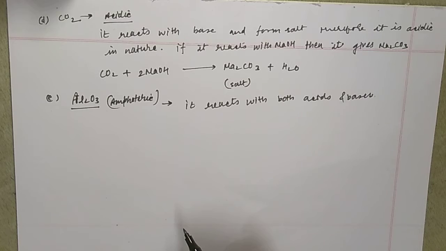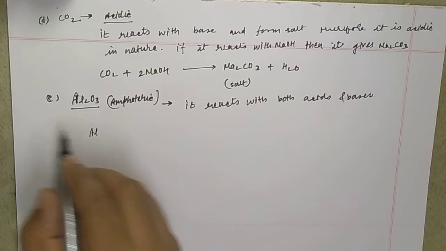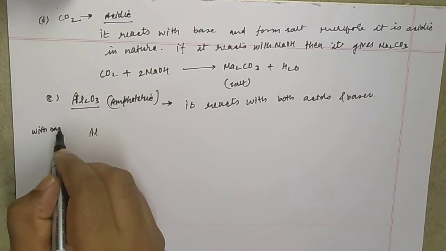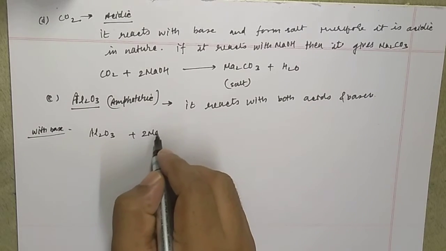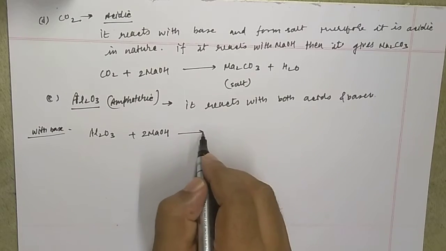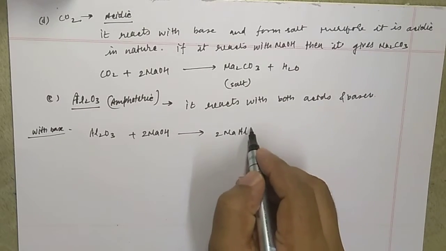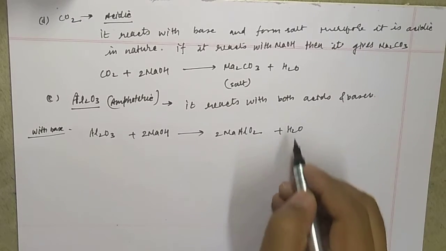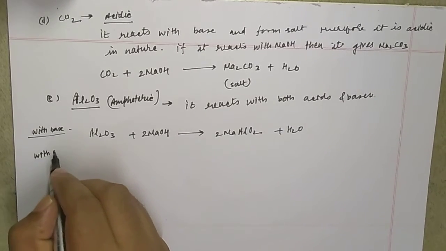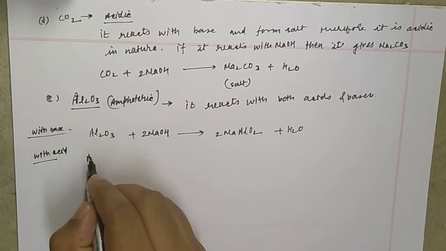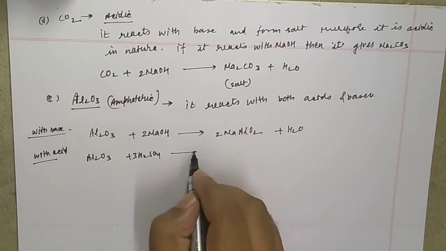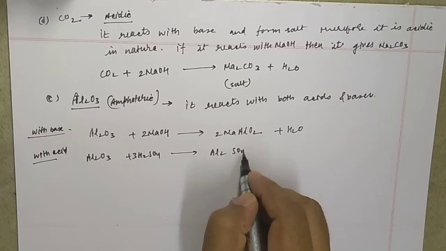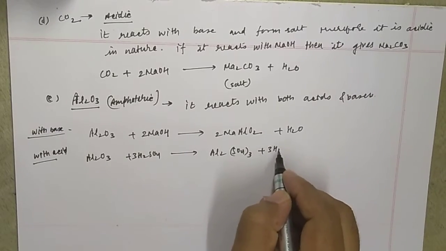Now if you are taking the Al2O3, I am sorry for this, reacting with base, it will give sodium metaaluminate. Al2O3 plus 2 molecules of sodium hydroxide will give 2 NaAlO2, sodium metaaluminate, plus water. Okay, with acid, what will it give? Al2O3 plus 3 molecules of H2SO4 will give Al2(SO4)3 plus 3 molecules of water.